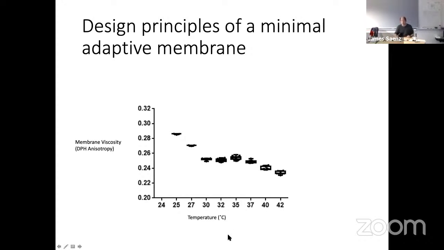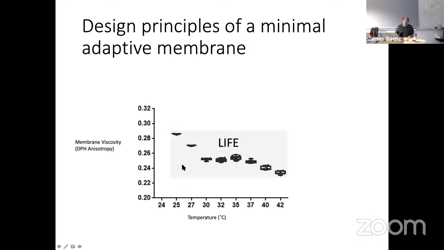Now, here's some data that a student, Natasha Safronova in the lab, has done on the mycoplasma grown on a complex lipid diet. And we've just measured the membrane microviscosity using DPH anisotropy over a range of growth temperatures. And we see that there's a range where it's able to maintain its viscosity. And then if you go above or below that, the system breaks down.